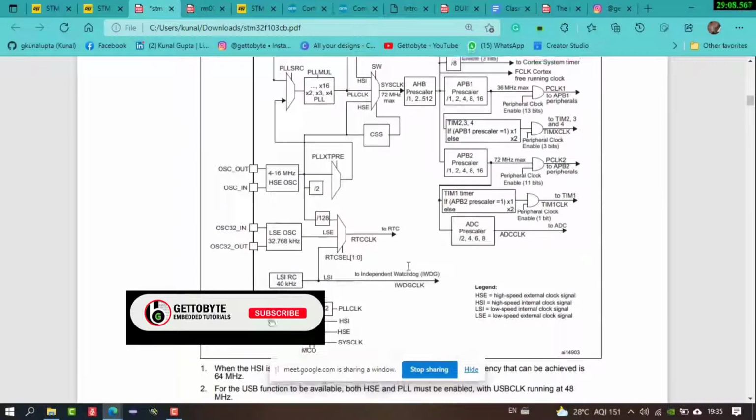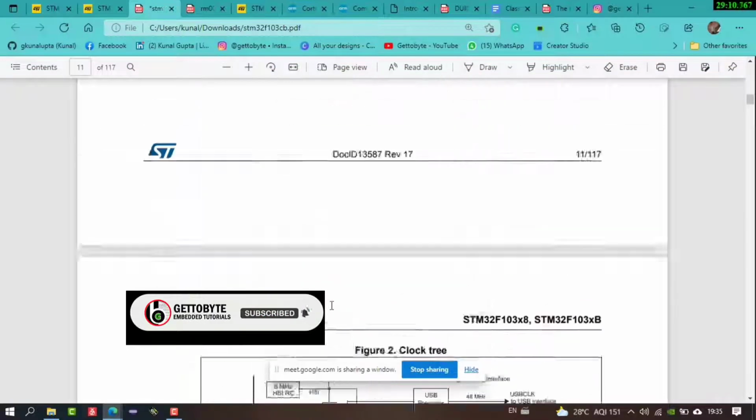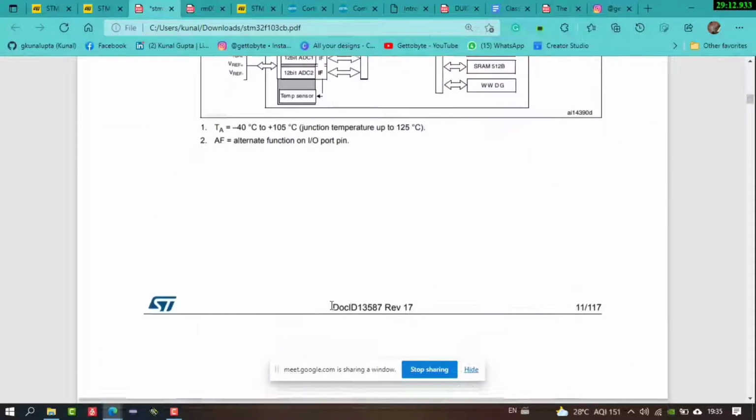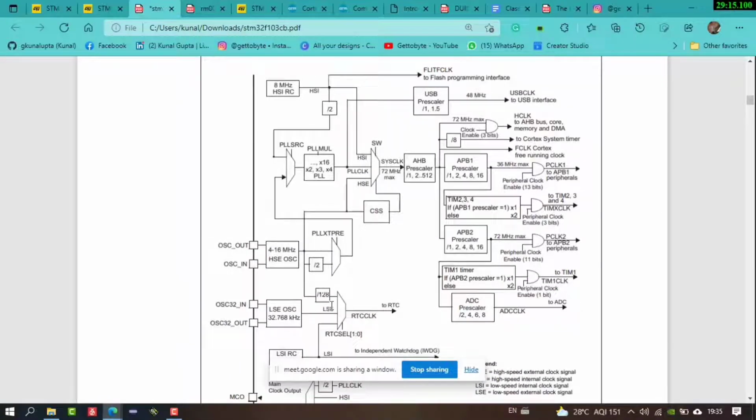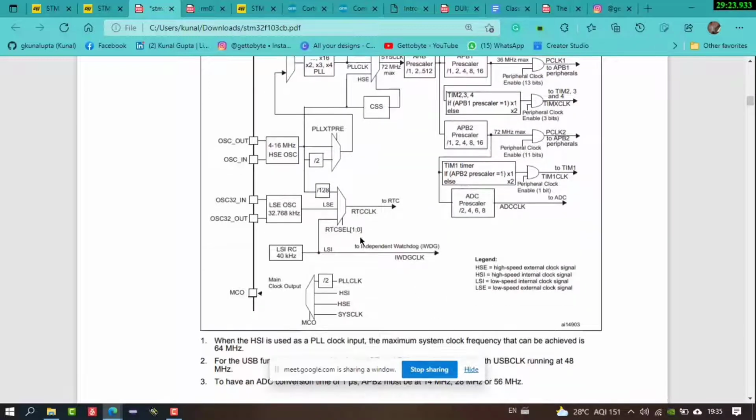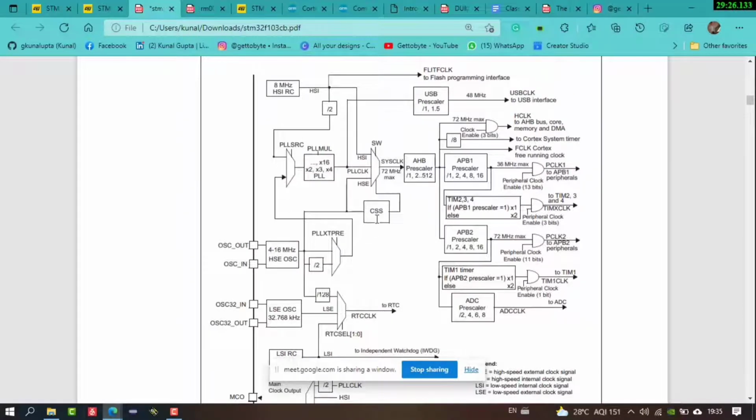Okay, and this is the clock tree. The clock tree is very important for configuration of our peripheral clocks, of the system tick timer, of all the things. So understanding the peripheral clock is also very important. We'll give you an overview of this later on.